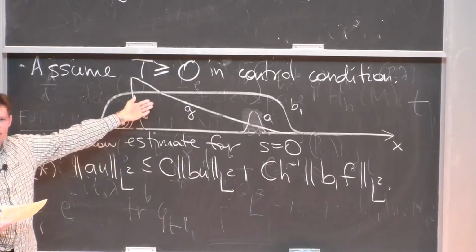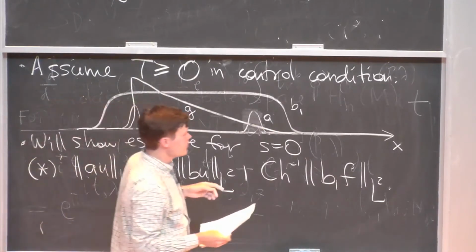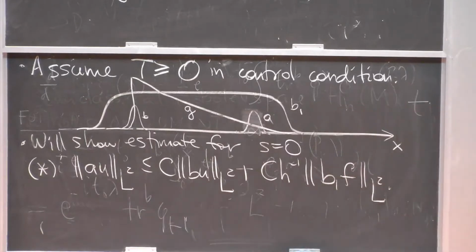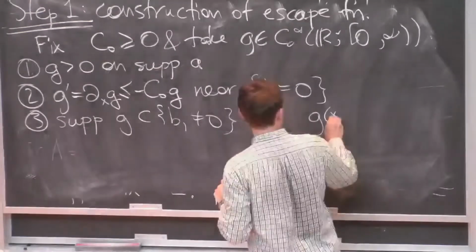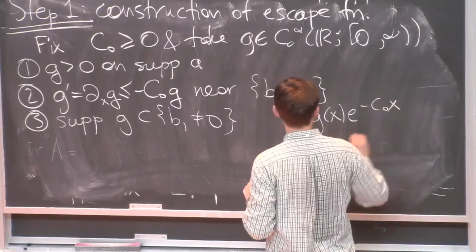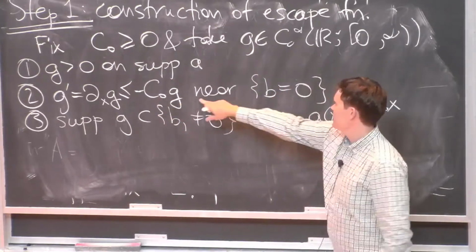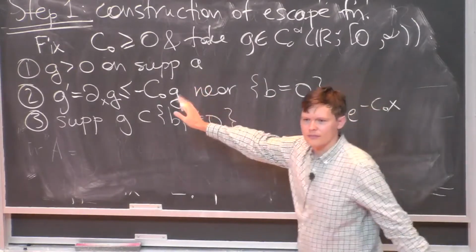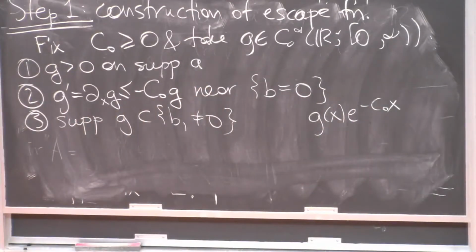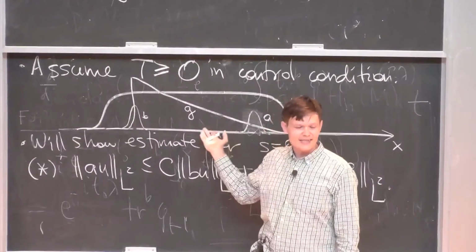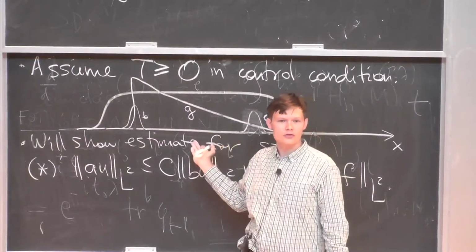Voila, the function. And you might be worried about this C0, but what you can do is always take G of x times e to the minus C0 x. And so if this derivative was just non-positive, multiply by that, you get this condition. All right, so this is this auxiliary function. Again, you can check that the existence of this function is actually equivalent to the control condition.